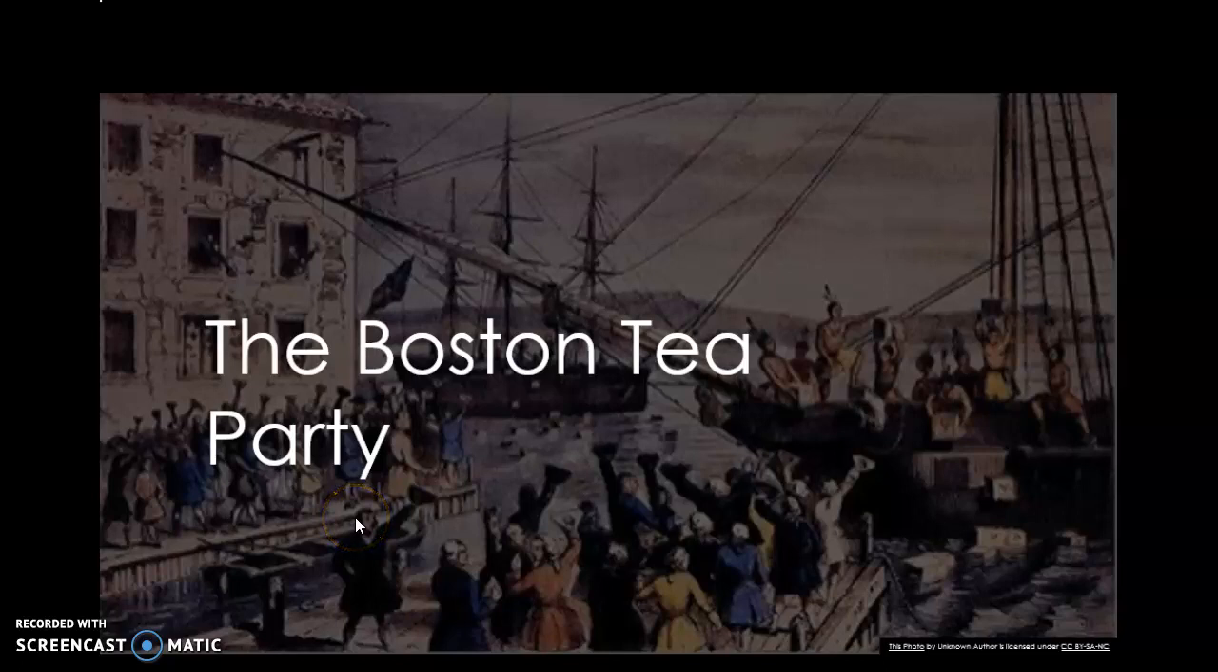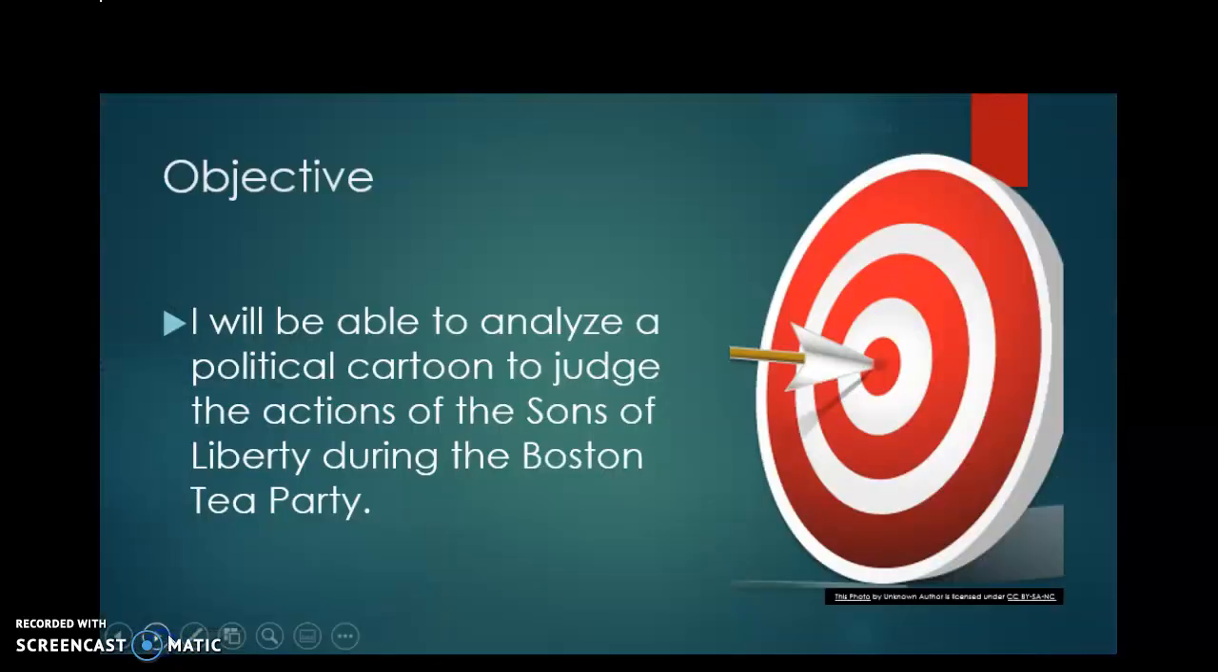Morning, folks. Today our topic is the Boston Tea Party. Our objective: I will be able to analyze a political cartoon to judge the actions of the Sons of Liberty during the Boston Tea Party.